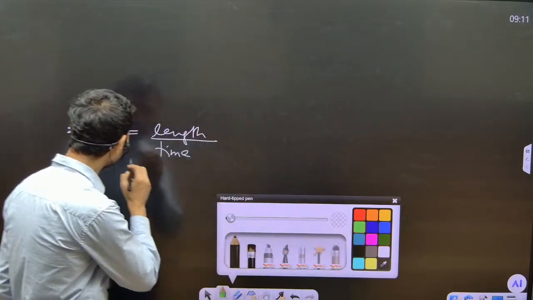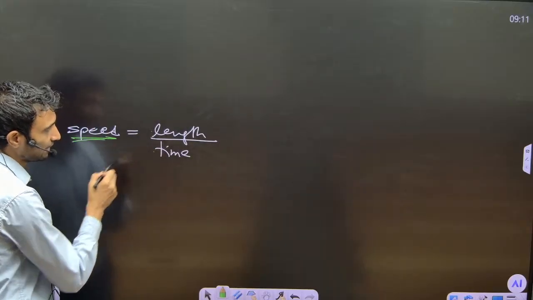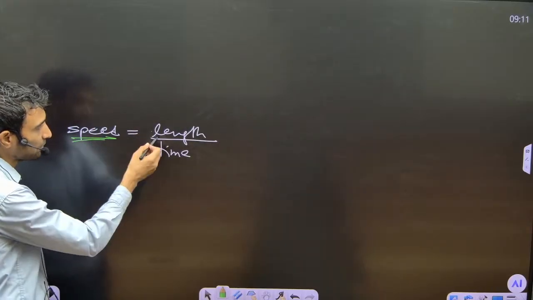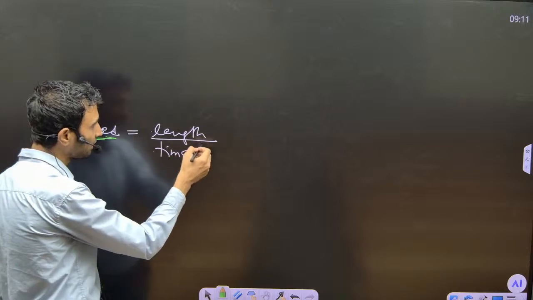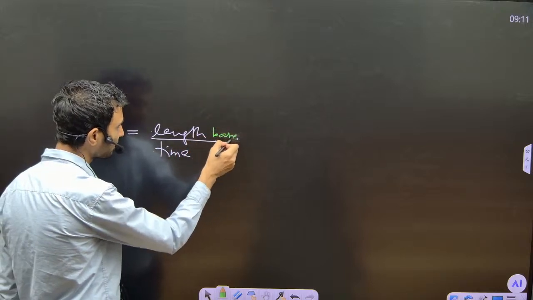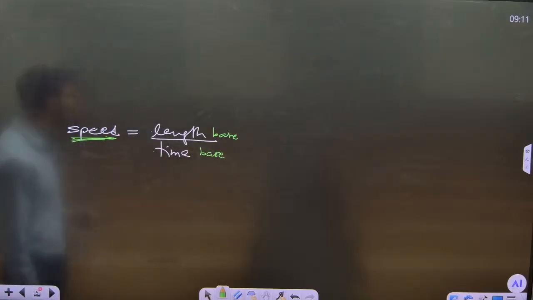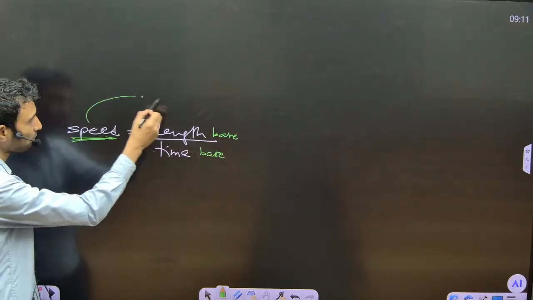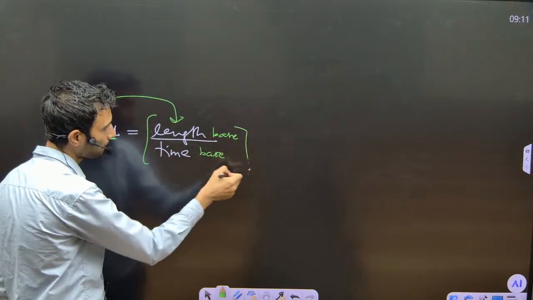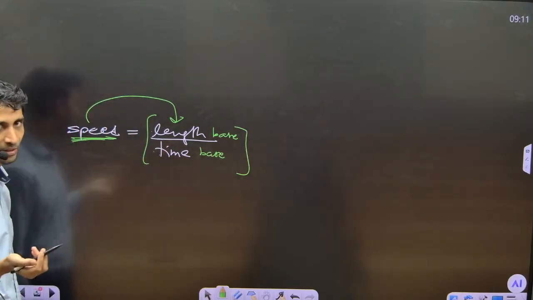Now, see, speed is made up of length and time, right? So you can't define speed without length and time. And length and time are taken as which quantities? These are taken as base quantities. So what does that make the speed? Speed is dependent upon these two quantities, length and time, right?